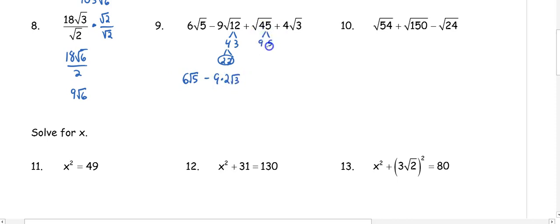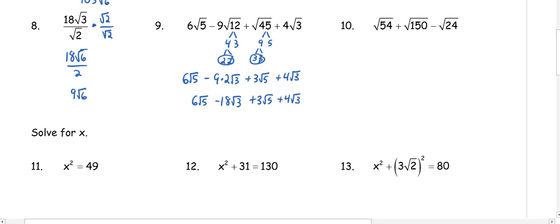45 breaks down to 5 and 9. 9 breaks to 3 and 3. So we'd have plus 3 root 5 and plus 4 root 3. So if I simplify a little bit more, I have 6 root 5 minus 18 root 3 plus 3 root 5 plus 4 root 3.